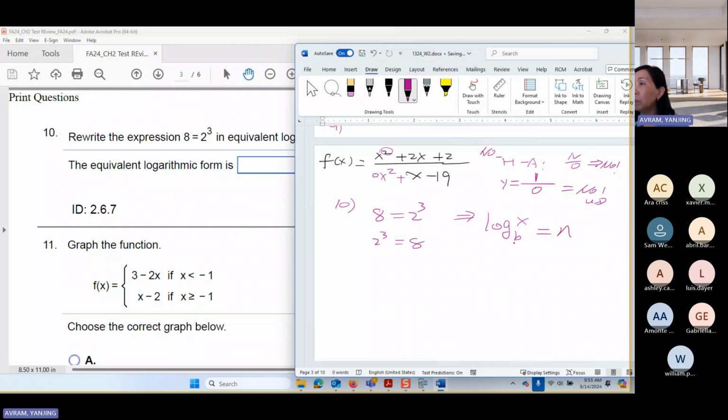If I have a base b, what does this logarithm mean? If you draw a circle, that means base b raised to the power of n will equal x. The base b raised to the power of n will equal x. So we said earlier the base stays the same. This 2 is the base, so it will be the base in a logarithm. Okay, so where does 3 go?